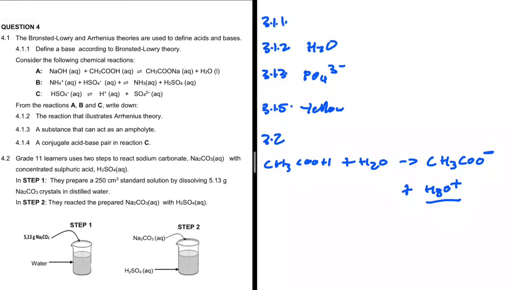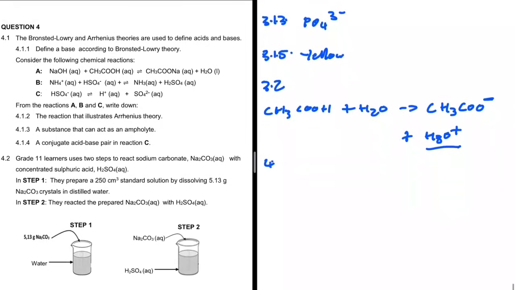Looks like things are starting to get a bit interesting here, but we are here for that. 4.1. The Brønsted-Lowry and Arrhenius theory are used to define acids and bases. We know that by now. And then 4.1.1. Define a base according to Brønsted-Lowry theory. Lowry-Brønsted is the easy one. So a base is a proton acceptor.